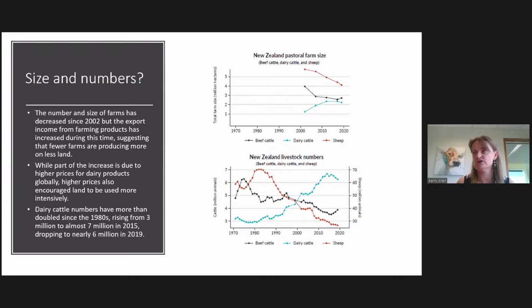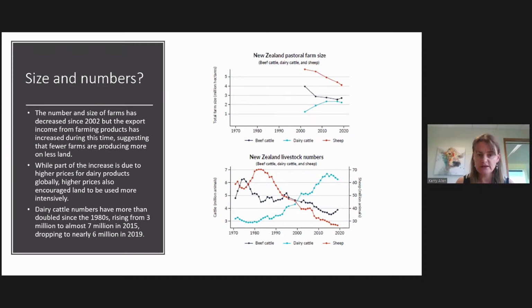Okay, so moving on to the size and numbers. So these have fluctuated over the years. The number and size of farms in pastoral has decreased since 2002. And so therefore we have fewer animals and fewer farms. And this has been determined for a number of reasons, and we'll look at those factors shortly. But we have still been getting good prices for some of our products, particularly dairying.